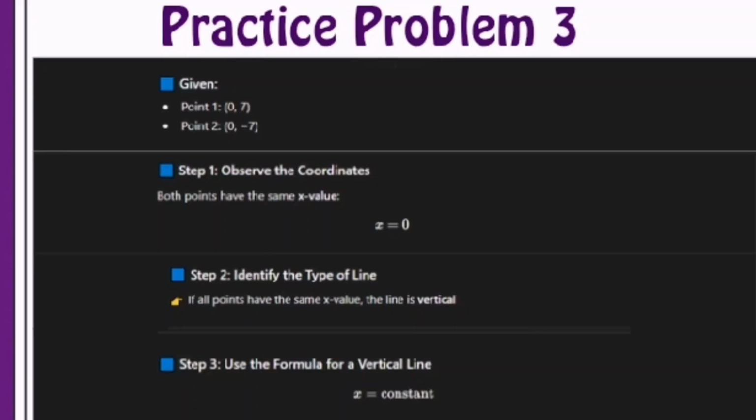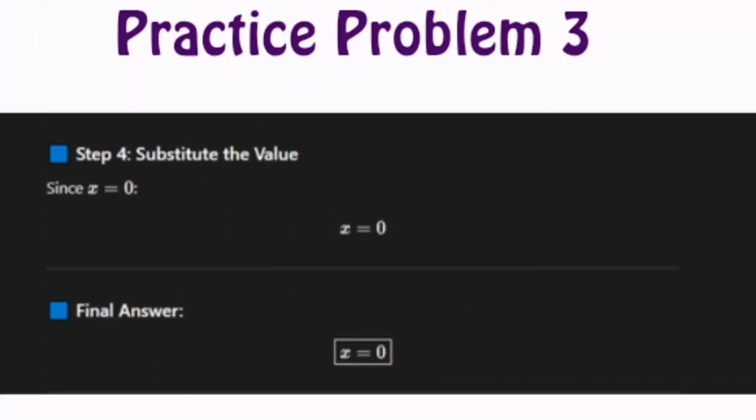The rule is: if all points have the same x value, the line is vertical. So the formula for this is x is equal to a constant. This means x will always be the same number, no matter what y is. Step 4: apply the rule. We observe x is equal to 0 for all given points. So the equation becomes x is equal to 0. So step 5 is why this works.